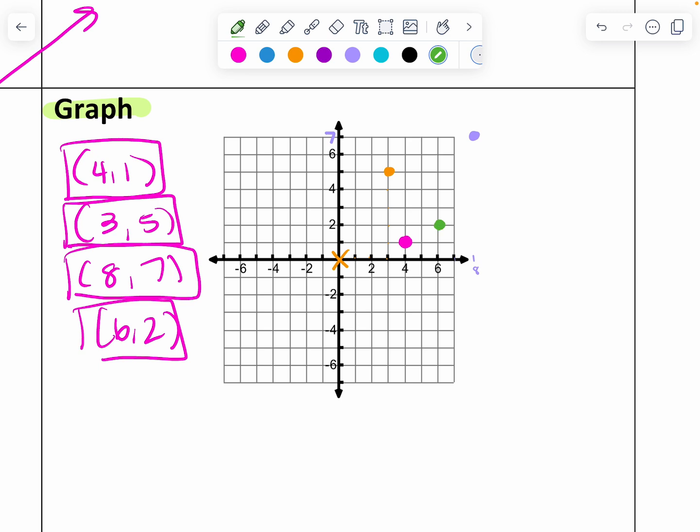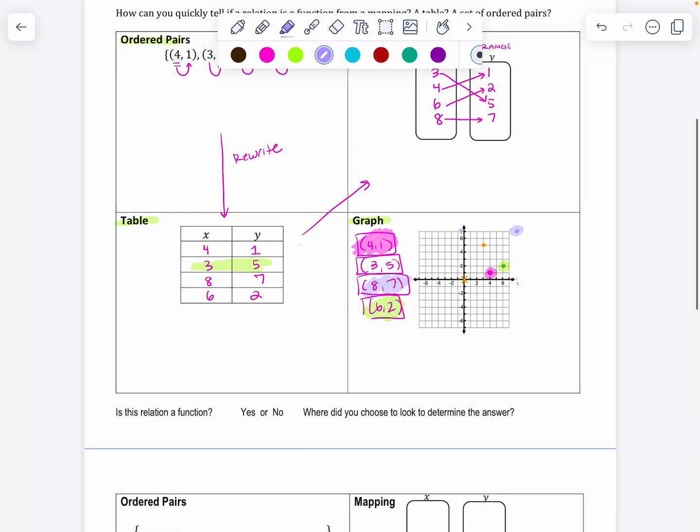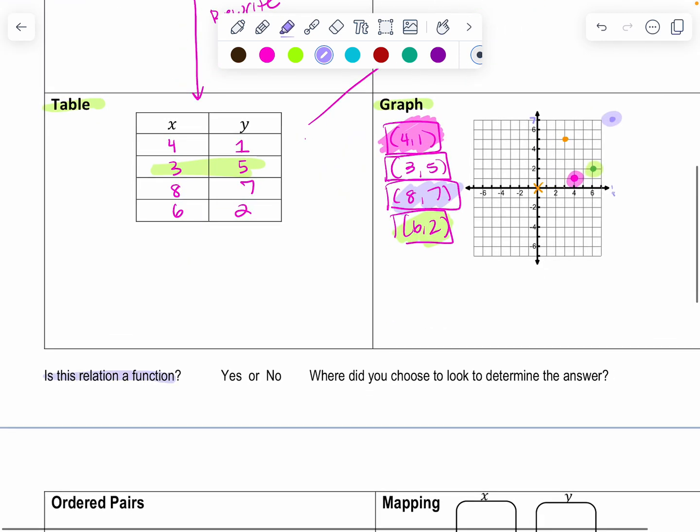And I'll color code these just so you guys can see them. So 4, 1 was that pink one here. Then we had the green one, 6, 2. Then we had the purple one, which is this guy, and orange, which I'm just going to leave alone. Okay, so if somebody was going to ask you, is the relation a function?